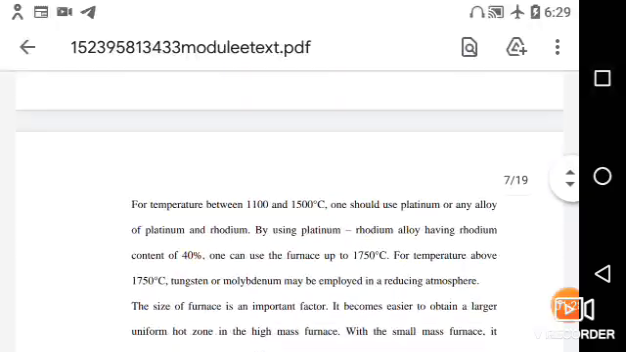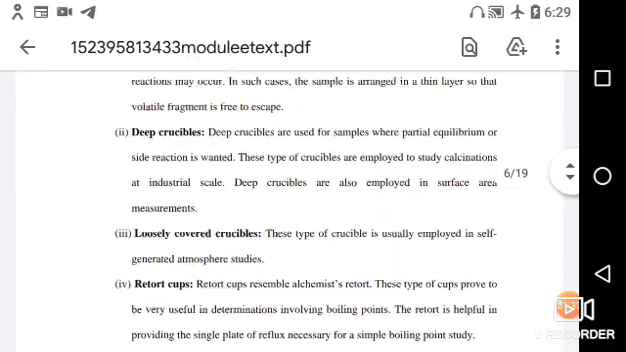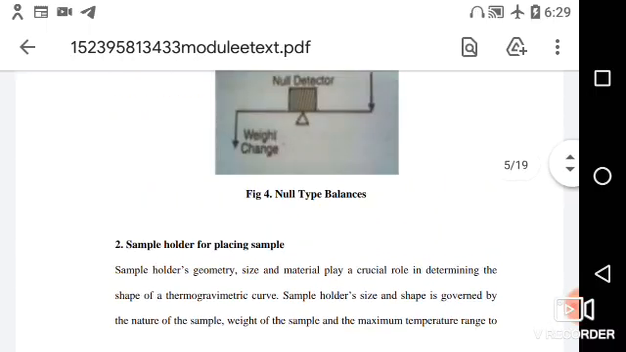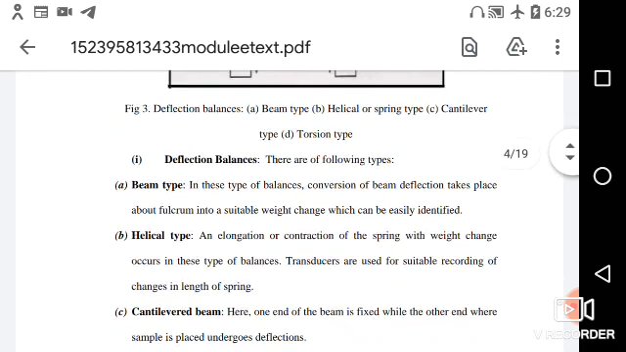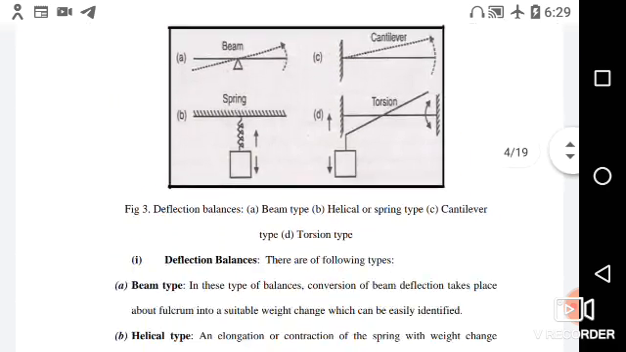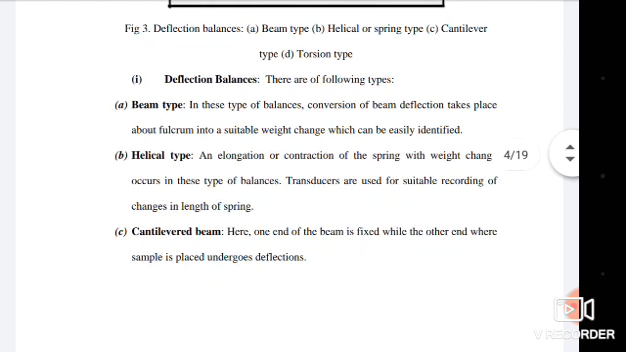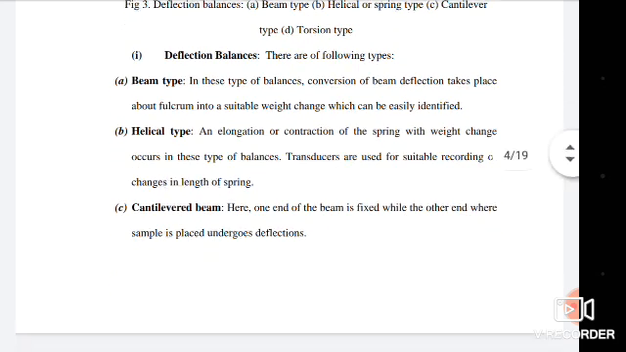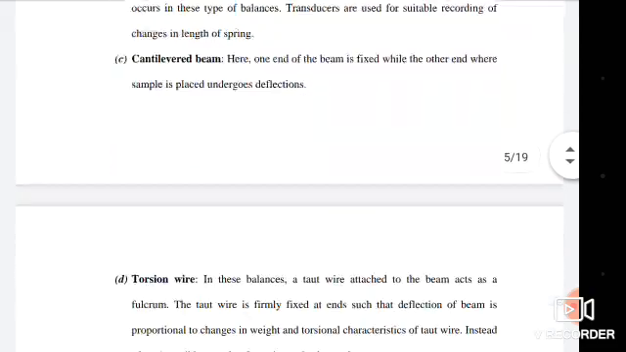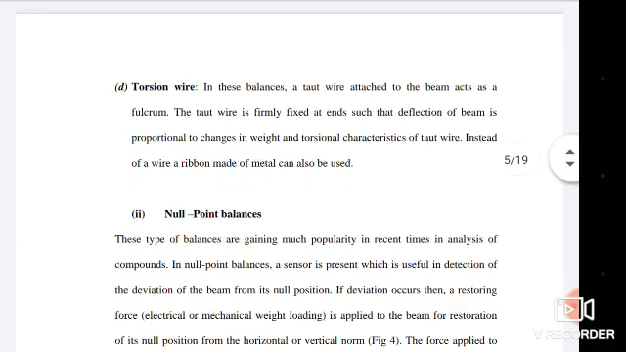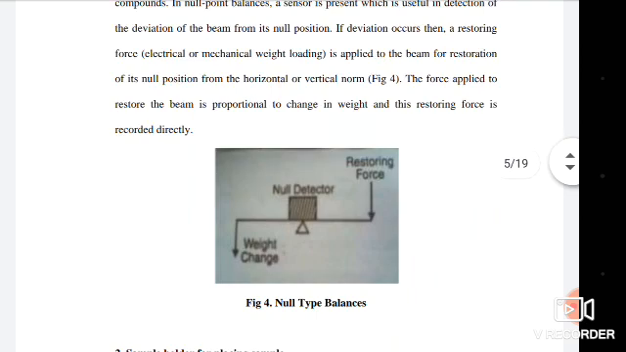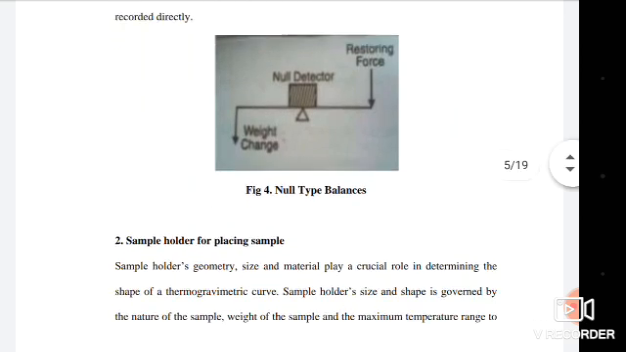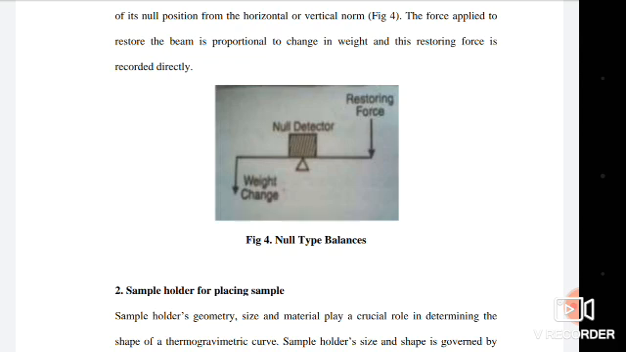Let's start by recapping last week. Thermobalances are generally of two types. Deflection balances are tube type, helical type, cantilever beam and torsion wires, and the second one is the null type, the null point balances. Here the restoring force is directly proportional to the weight applied to them.